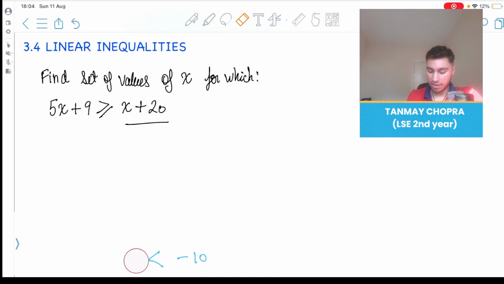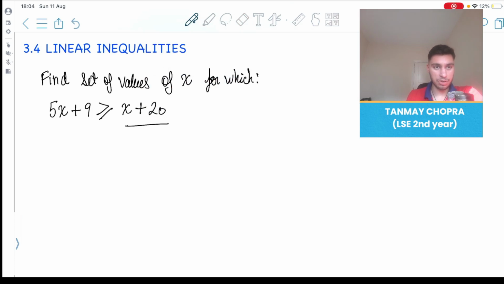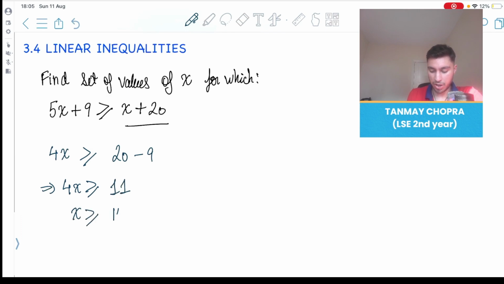All right, here it won't be required because it's a relatively simple question. I'm going to use a darker colored pen. So to find all the values, we're going to make x the subject first of all. I'm just going to bring x to the other side. I get 4x is greater than or equal to 20 minus 9. This implies 4x is greater than or equal to 11. That means x is greater than or equal to 11 over 4. And that's all you need.